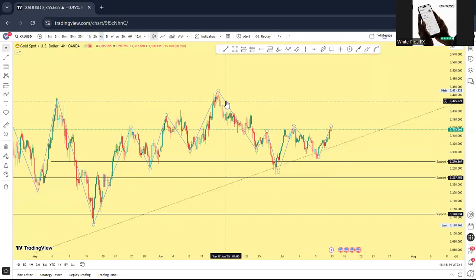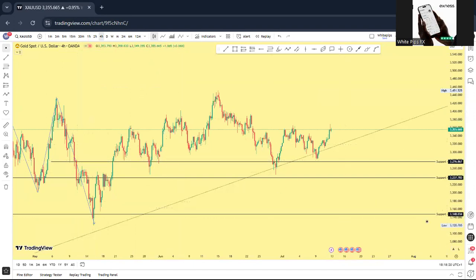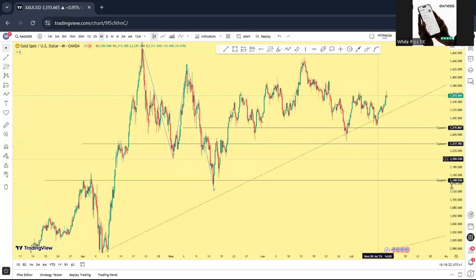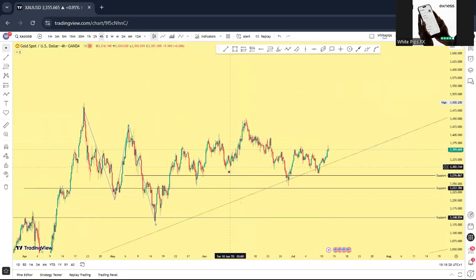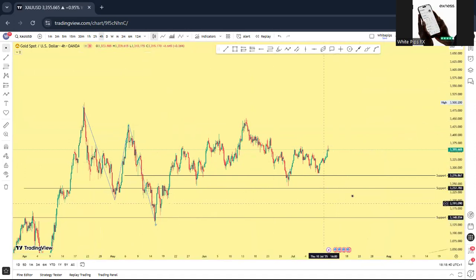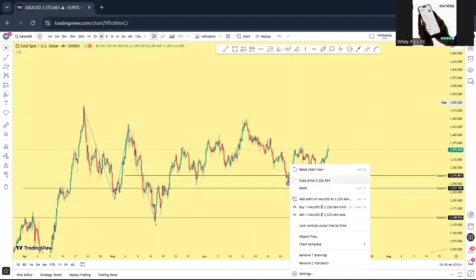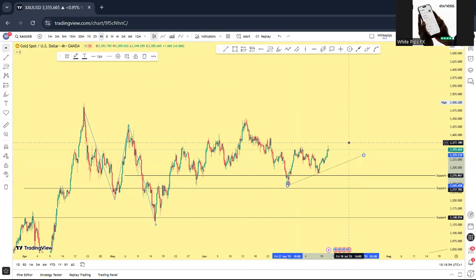Let me remove this for clarity's sake so you can see the chart very well. Now, currently, if we look at here, the market has printed a low here. If we want to draw a trend line, let me remove this trend line so I can explain something. If we want to draw a trend line from this current print and low here, you see we have a trend line already.